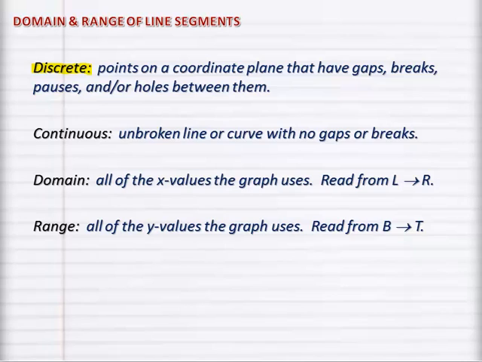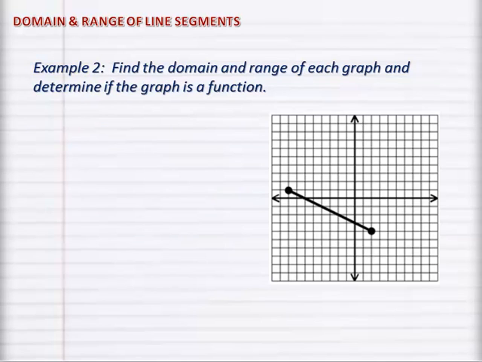Now we also have continuous type graphs. Continuous graphs are a little different than what you've seen so far that we found in domain and range. A continuous graph has an unbroken line or a curve that doesn't have any gaps or breaks in it. It could start and it could stop, but it's not going to have any gaps in between it. An example of a continuous graph would be this graph that you see here on the screen.